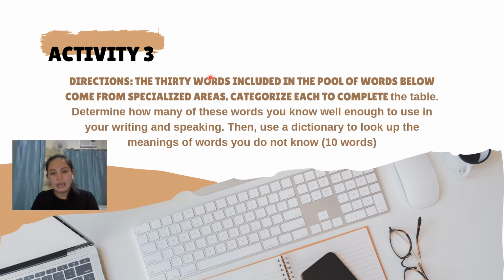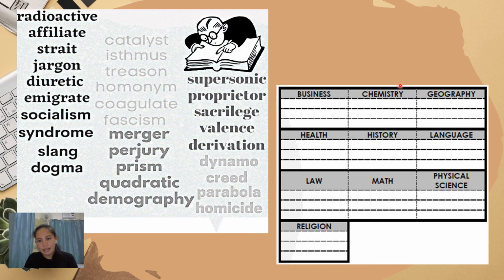So, third activity, okay, there are 30 words included in the pool of words below coming from specialized areas. Categorize each to complete the table. Okay. So these are several, I told you there are several specialized fields which we normally associate words with. For example, in business, which one do you think among these 30 words in the word pool should belong to the specialty of business? So for example, proprietor belongs to business. So I'm gonna write proprietor.